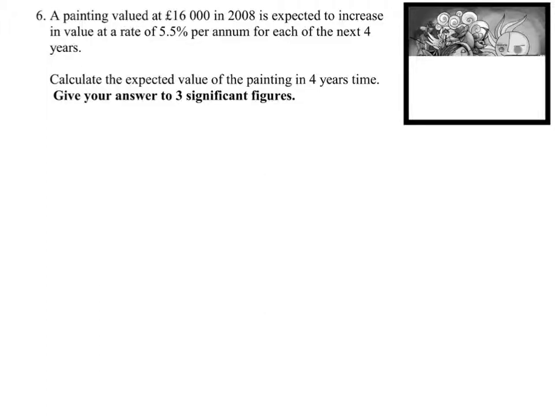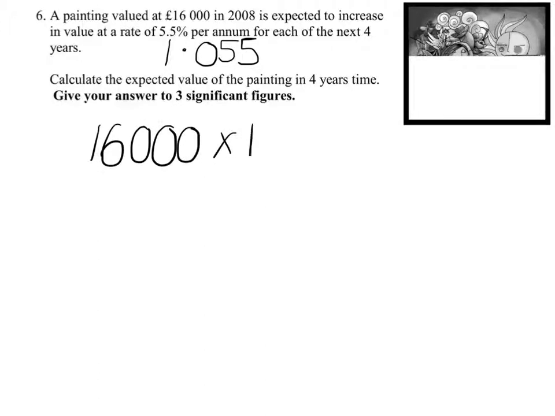So if we think about the original value of the painting, it would be represented by 100%. If we're talking about an increase in value of 5.5%, then that takes us up to 105.5%. Now, to write 105.5% as a decimal, it would be written as 1.055. So that's going to be our multiplier for our calculation. We have £16,000, which is the starting value, and we're going to multiply by 1.055, and that's to the power of 4 because it's for 4 years.